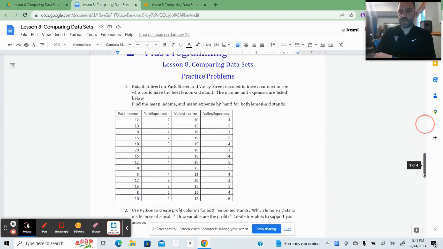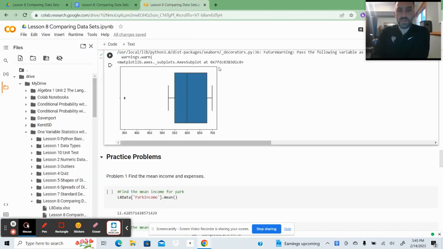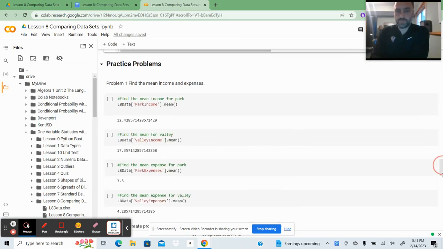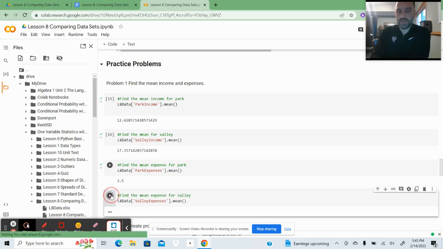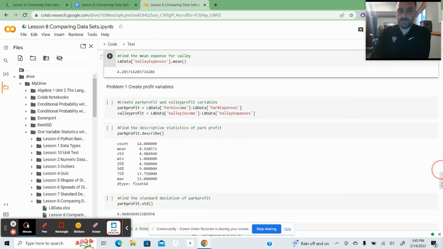So what we're going to do now is work on some practice problems where you have income, expenses for kids that had a lemonade stand on Park Street and then Valley Street. And we can use Python to find the mean for the park income. And if you look, Valley is having more income. And then we can do the expenses for both. And it looks like Valley has more expenses.